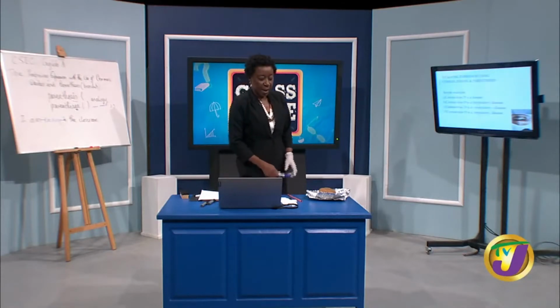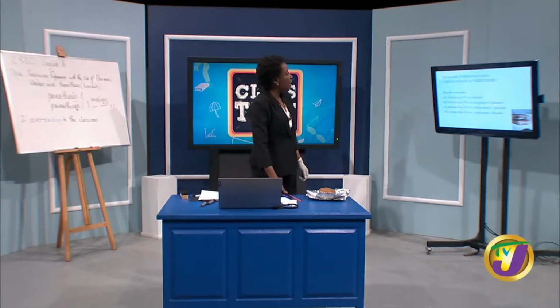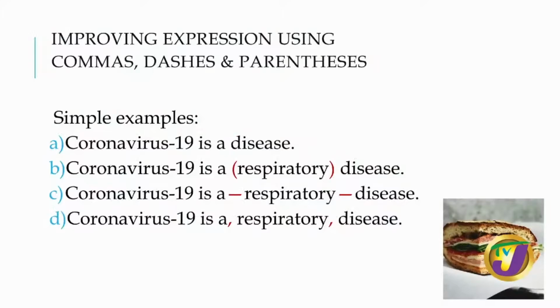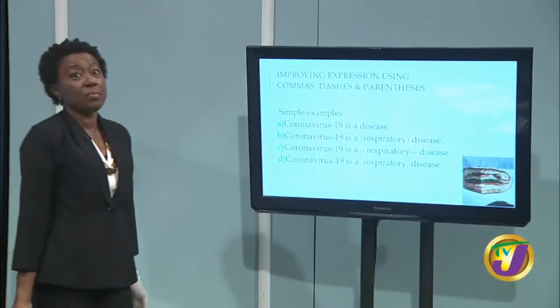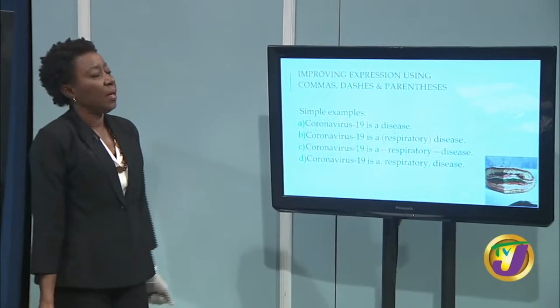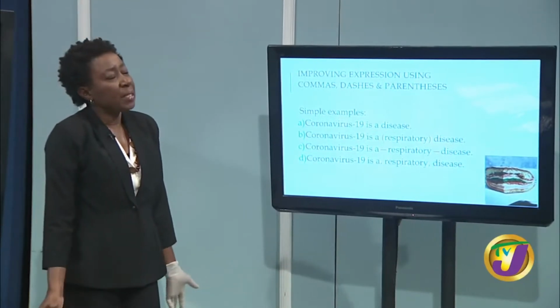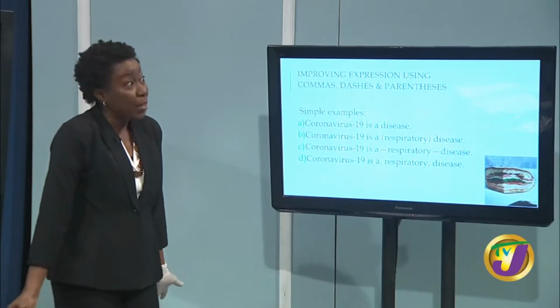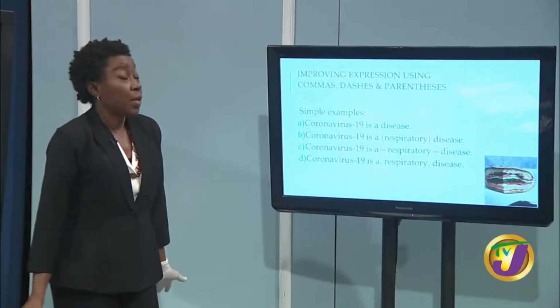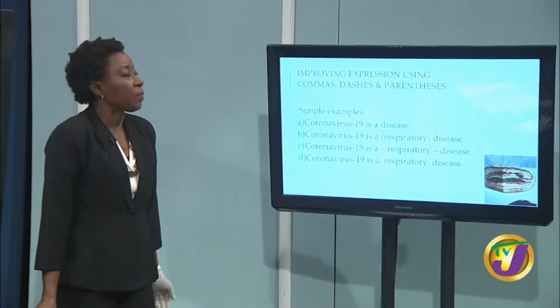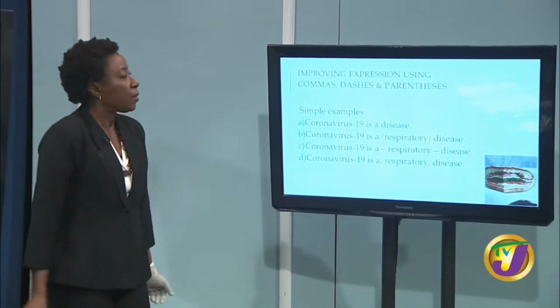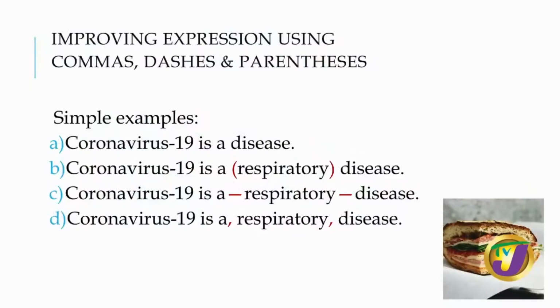Let us move on. Here is an example that we have on the screen. A says, coronavirus 19 is a disease. I understand that, don't you? We know it's a disease. You don't have to tell me anything more for me to understand what you're talking about, because the moment you say disease, I have to pay attention to this. I understand the danger that's involved. So it's understood. It's a sentence.